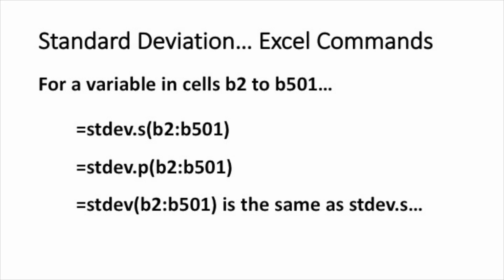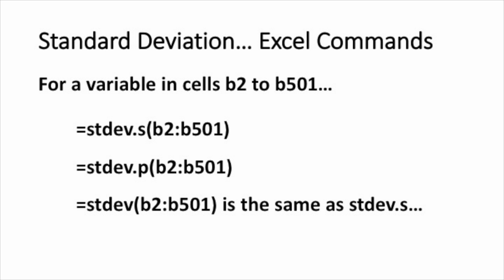For the standard deviation, the formula is STDEV.S. Can you guess what the S stands for? Yeah, it's sample. And then you put in a parenthesis B2 colon B501. Again, this is just if your data happens to be 500 observations in the cells B2 through B501. I just use this as an example because I like to say B2.